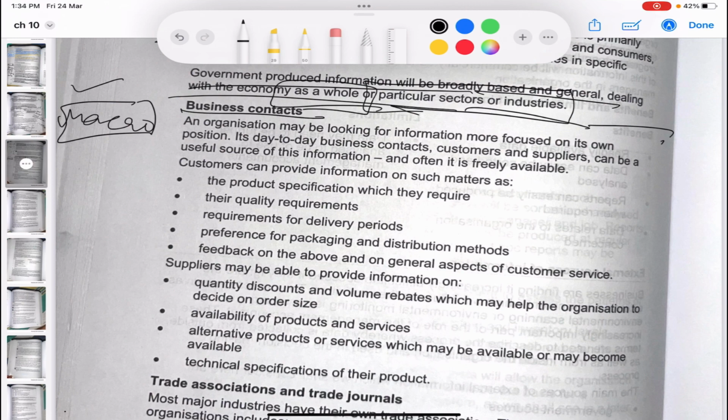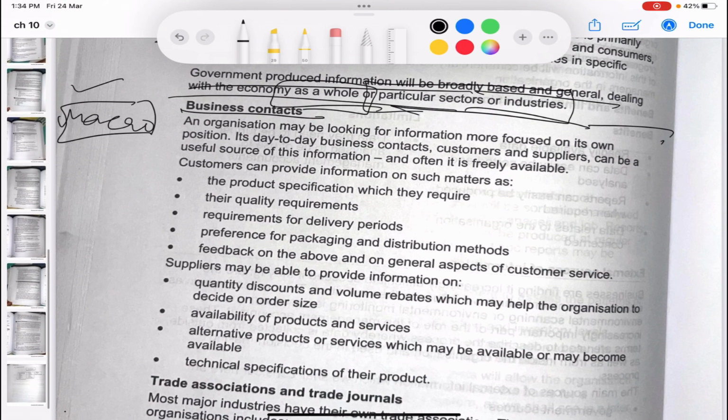Now we come to business contacts. What do you mean by business contacts? If I'm running a business, it is obvious that I will be dealing with producers, suppliers, and customers, right? So I will be having dealings and contact with all these kinds of people.